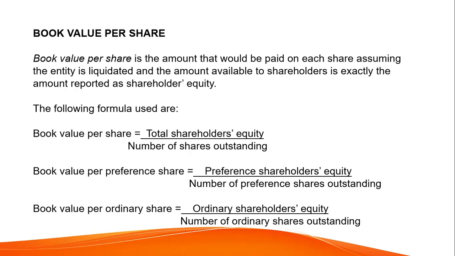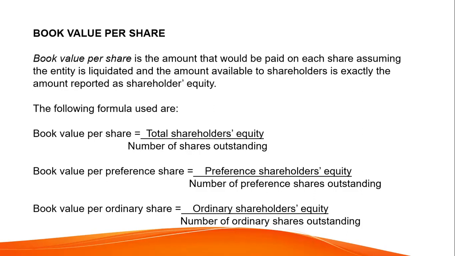Then we have to determine diluted earnings per share where there is combination of multiple potential ordinary shares, and to apply the test for dilution of potential ordinary shares, and to identify the accounting treatment of contingent ordinary shares in earnings per share computations. So we have now the book value per share.